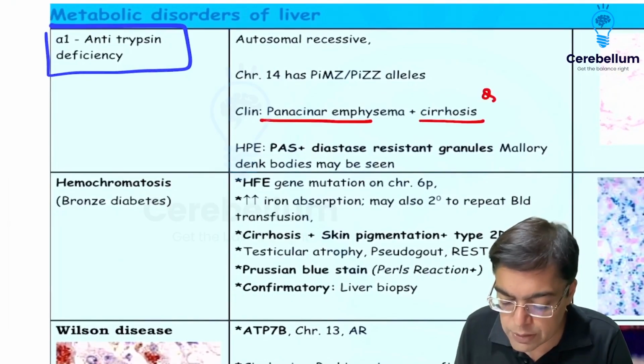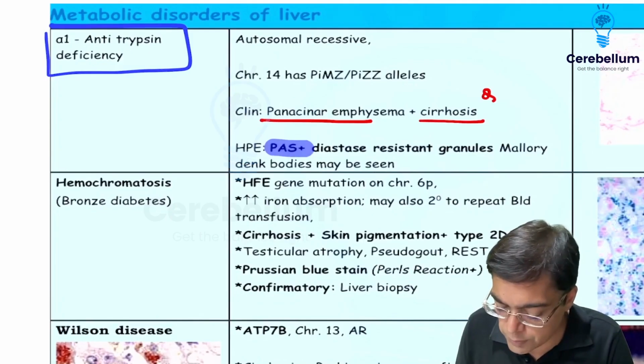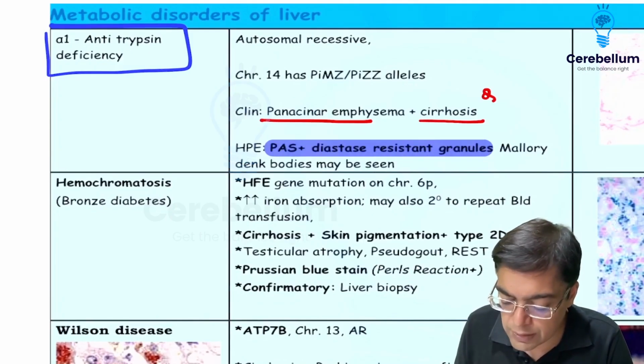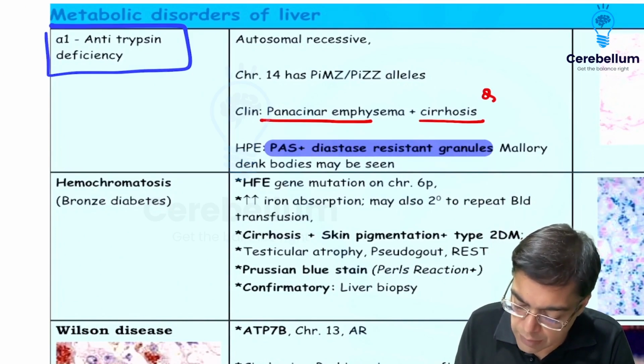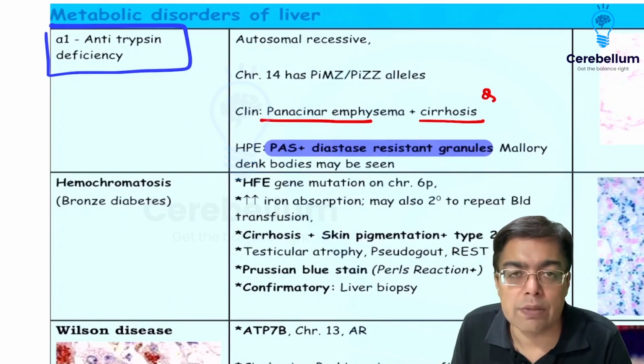How would you confirm the presence of alpha-1 antitrypsin deficiency? These patients are having the presence of PAS-positive diastase-resistant granules, right? So we have talked about this time and again. PAS-positive and diastase-sensitive granules are a feature of glycogen. PAS-positive diastase-resistant granules are a feature of alpha-1 antitrypsin deficiency.